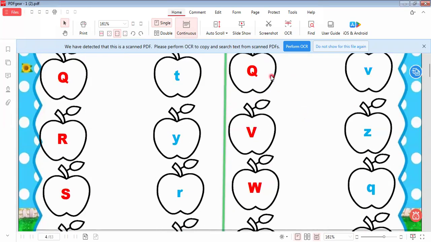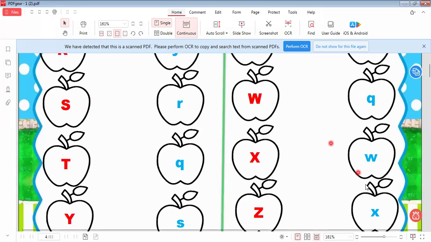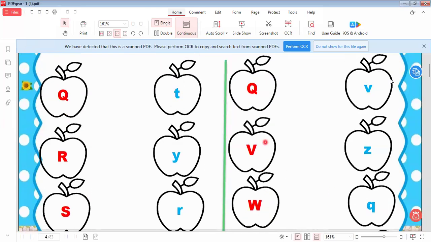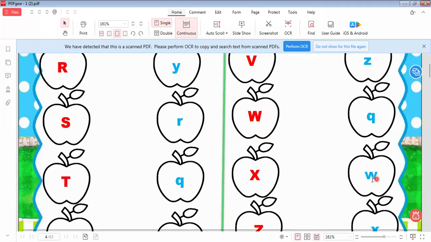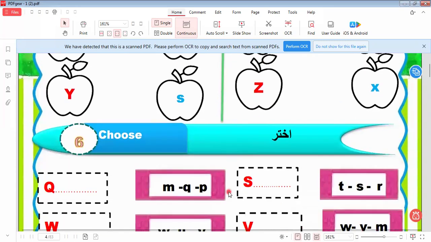Here is capital Q. Where is the small one? This one. Capital V. Where is capital V here? Here is capital V and small v. Capital W. This is capital W, small w. Capital X and small x, and capital Z and small z. Let's go to another one here.